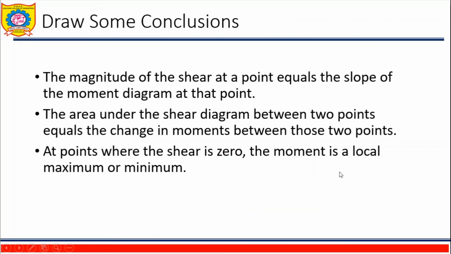There are some conclusions from the shear force diagram and bending moment diagram. First, the magnitude of the shear at a point equals the slope of the moment diagram at that point. Second, the area under the shear diagram between 2 points equals the change in moment between those 2 points. And third, at points where the shear is 0, the moment is a local maximum or minimum.